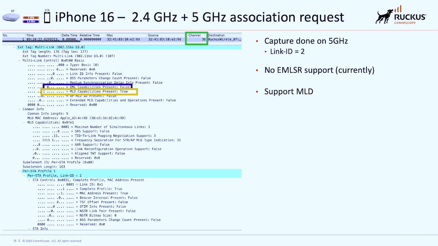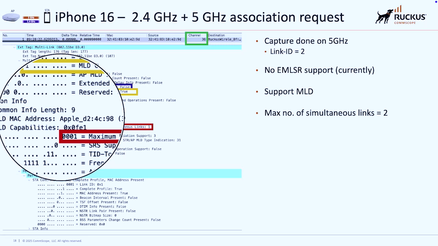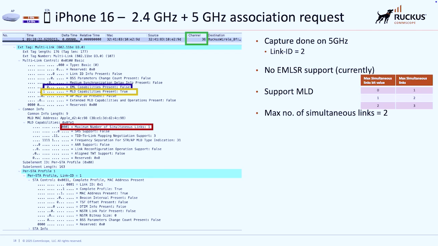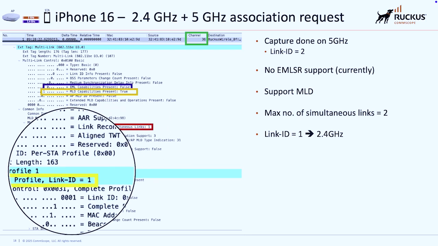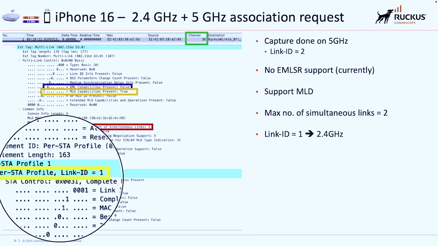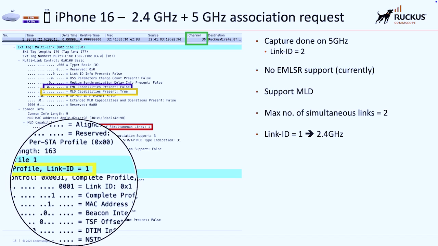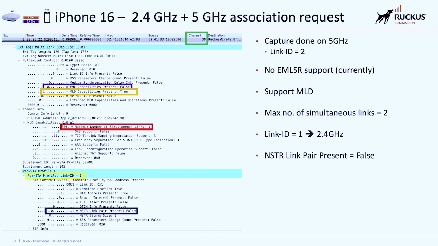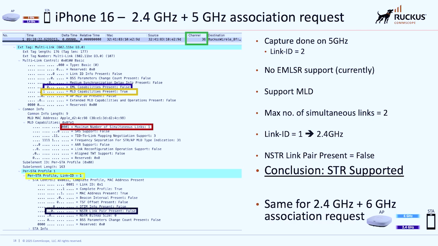Then we check the MLD field, which is true, and then we look at the maximum number of simultaneous links. It's 1, meaning the system supports up to 2 links. The last thing we look at is the link ID at the bottom here. It's the link ID 1, which makes sense because we are currently connected to link number 2, so 1 is 2.4. And what you can see is that the NSTR link pair is false. Conclusion: we do support STR in that mode. I won't repeat that for 2.4 and 6 GHz because it's exactly the same and the conclusions are the same.